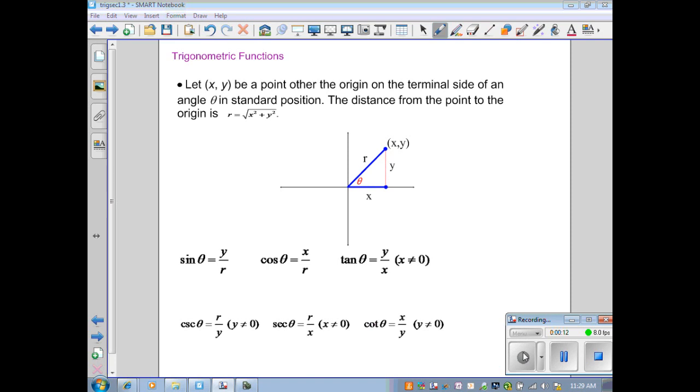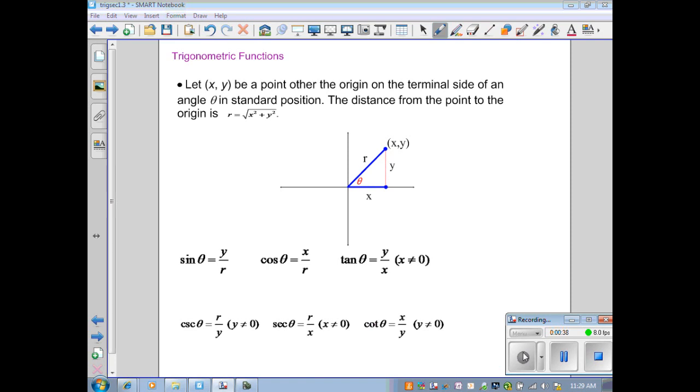Let's take a look at our first set of trig functions. First of all, recall that we already talked about an angle being in standard position, where I have my initial side on the x-axis, and then my terminal side is going to be either a clockwise or counterclockwise movement from my initial side. And when this occurs, we're going to have a point that's going to fall inside of some quadrant, and it's going to have a related x and y value.